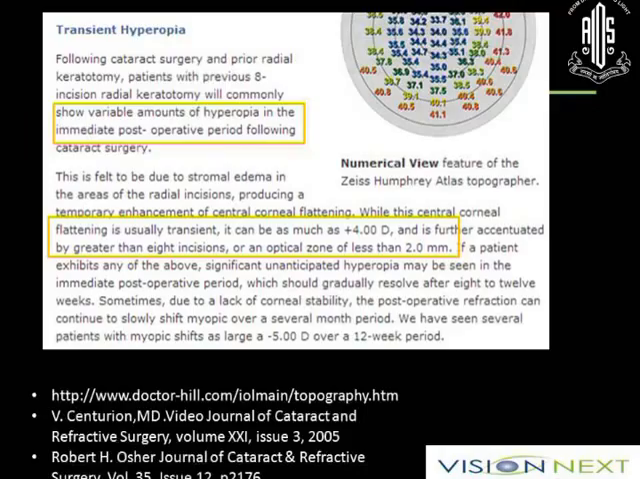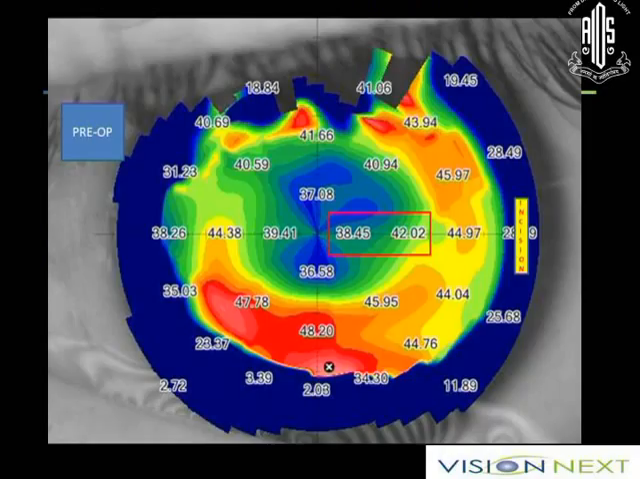So we know there is a variable amount of hyperopia in the immediate post-operative period. Flattening is usually transient and it can be as much as 4 diopters. If the cuts are more, the optical zone is less. If the cuts are deeper, it will be still more. But we have really not documented how exactly it looks on a topography. So I would like your attention on these 2 points.